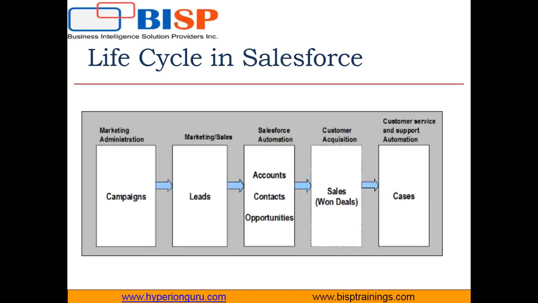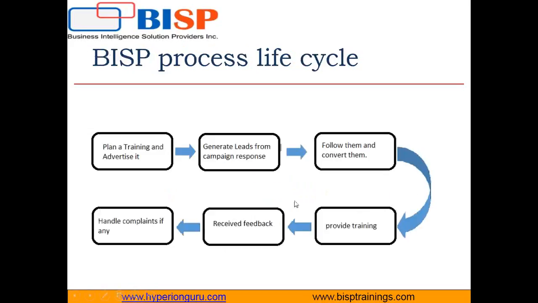So Salesforce, or a CRM, consists of marketing, sales, and customer service. In this video, I'm going to explain all three core functional areas: marketing, sales, and customer service. We'll try to understand these functional areas through a case study. So let me tell you the BISP process life cycle which we used to follow in our organization.